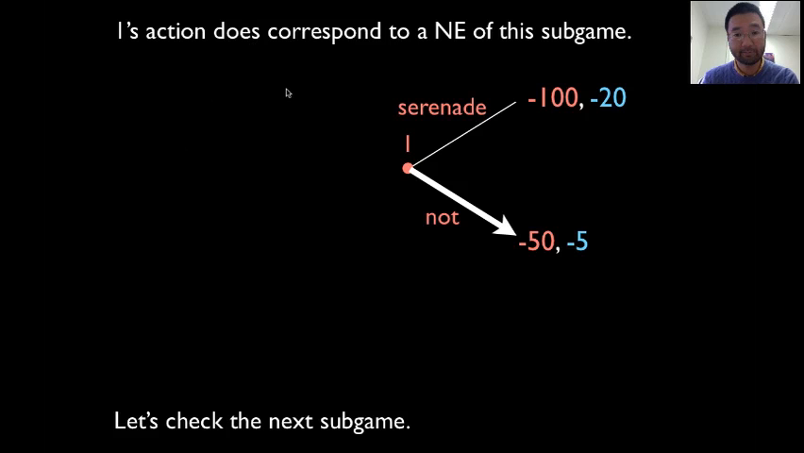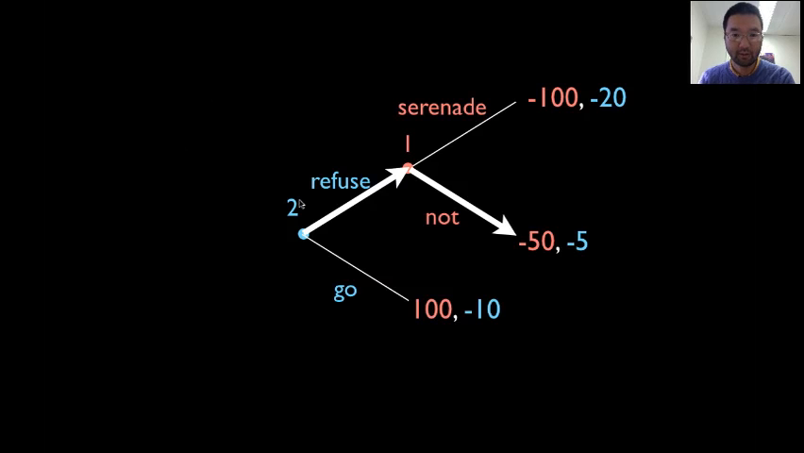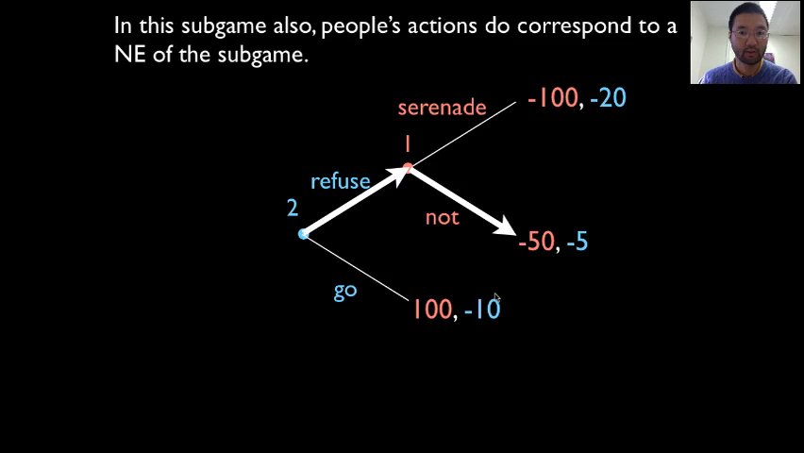Now we have to check the next subgame. Okay, now 2 is playing refuse. We have to check whether 2 can gain by deviating. So 2 in the end is getting what? Minus 5. If 2 were to deviate, 2 would get minus 10. So 2 cannot gain by deviating, and therefore this is a Nash equilibrium. 2 is best responding. Also in this subgame, people's actions correspond to a Nash equilibrium of the subgame.